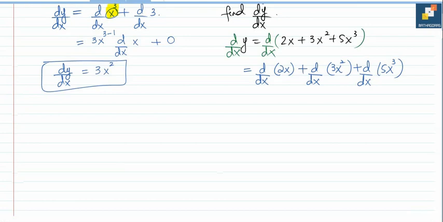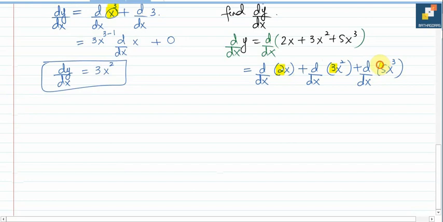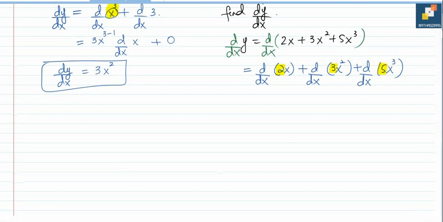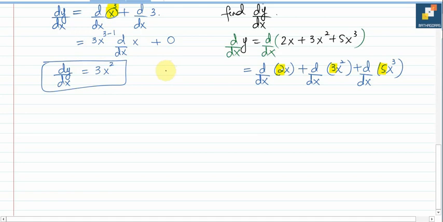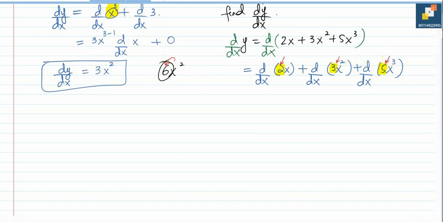Now after that, 2, 3 and 5, basically these are the coefficients, right? And if you don't remember what a coefficient is, let me remind you. If you have 6x square, then 6 is the coefficient. The number that is the neighbor of your variable is basically the coefficient, right? So now we have coefficient 2, we have coefficient 3 and we have coefficient 5. So you can write the coefficient before the differentiation sign.